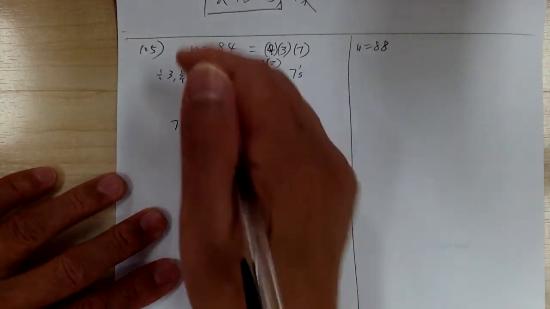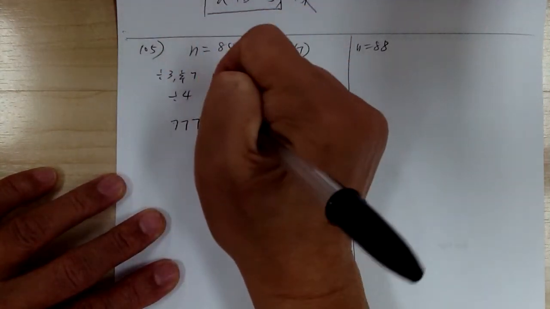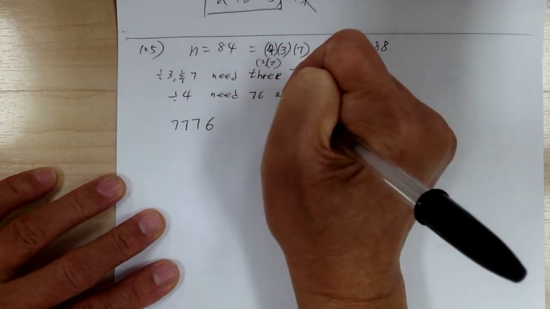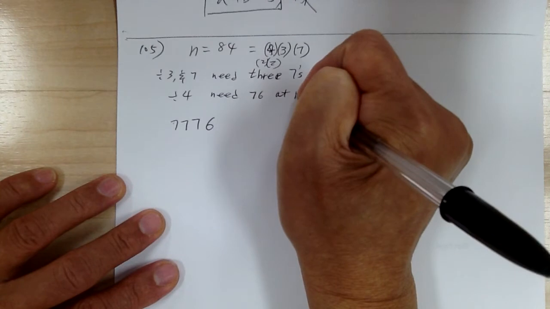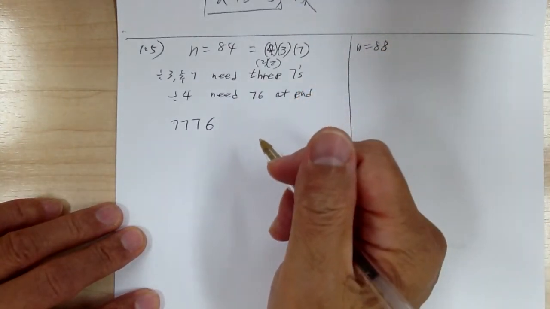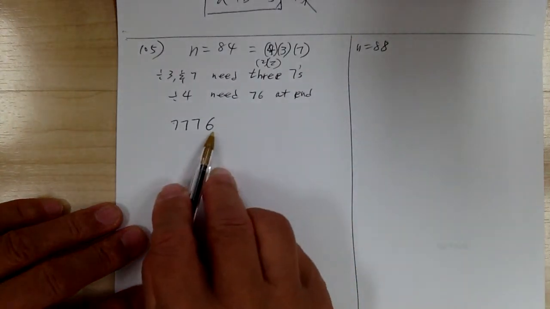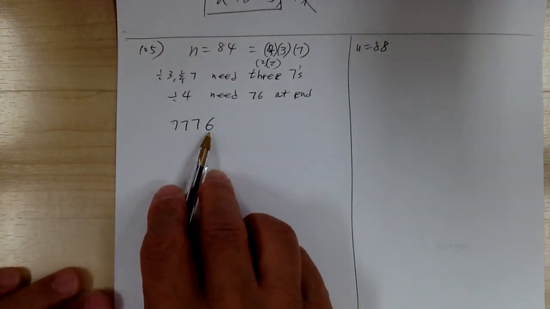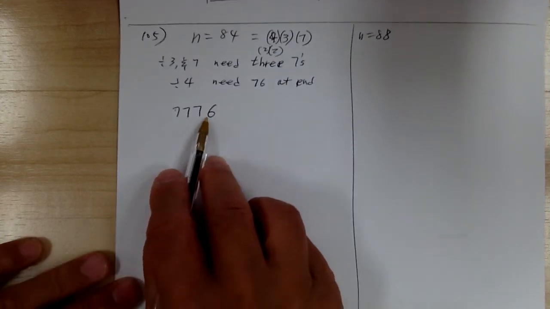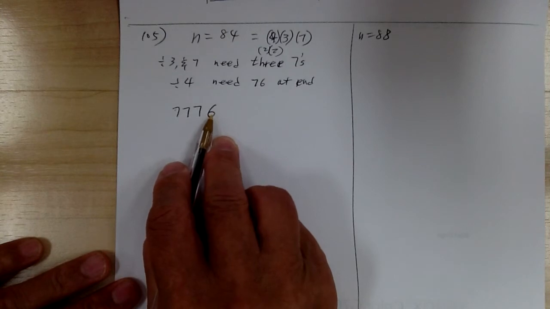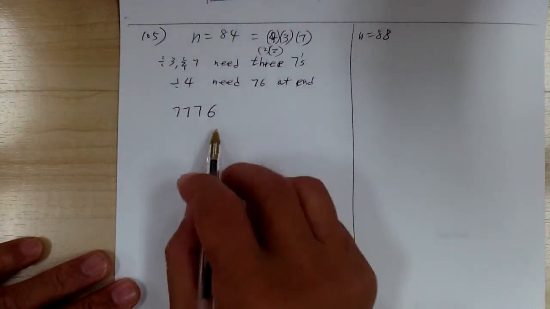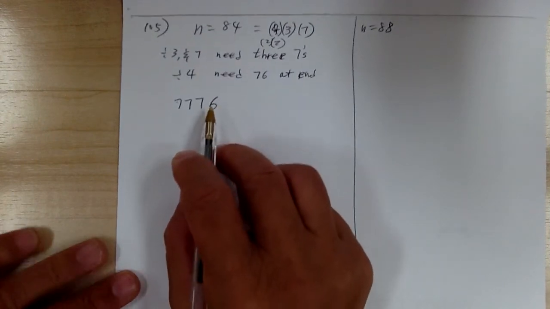Because we want to divide by 4, we need 7, 6 at the end. But right now we have a problem, because this is no longer divisible by 7s. This one is not going to be able to divide by 7s. So you can check. This one is no good. So we need to add more digits.